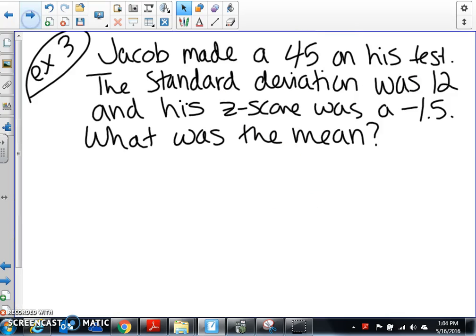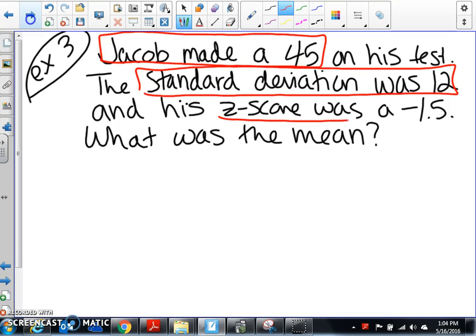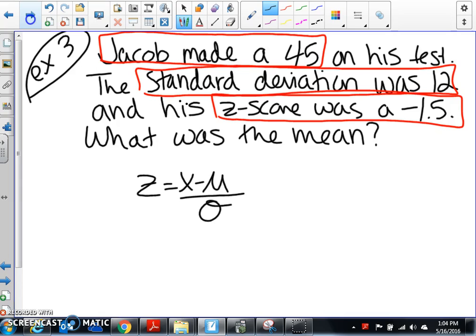Here's the next one. Jacob made a 45 on his test. The standard deviation was 12. His z-score is a negative 1.5. What was the mean? Okay, so z-score equals x minus mu over standard deviation.